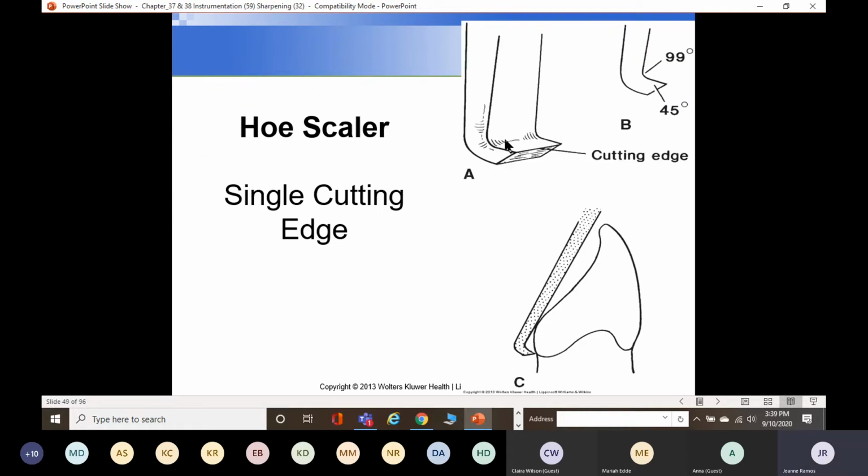This is a hoe scaler, and it looks like this. Like a little short, squatty, chopped off. I was going to say shovel, but I've never seen a shovel quite like that. But this is how you would put it on a tooth, and it gets underneath the calculus, and the cutting edge is on the top. This top blade is the cutting edge, and it just rips that calculus right off of the tooth.